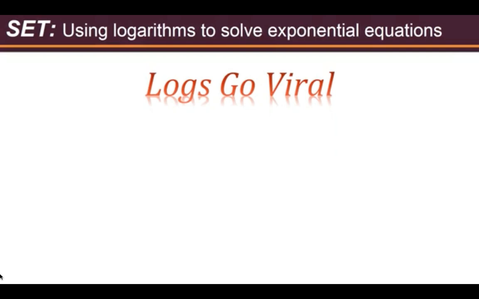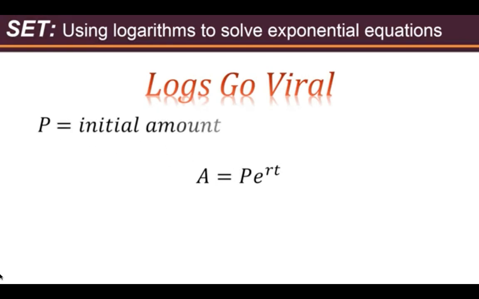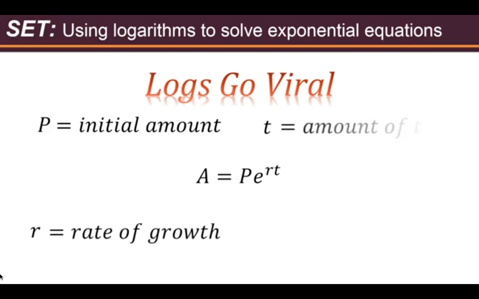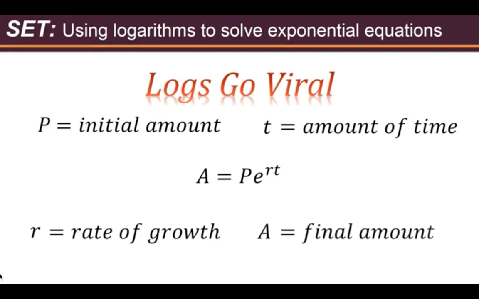Remember that the continuous growth formula is A equals P times e to the rt, where P is the initial amount, population or money, etc., r is the rate of growth, t is the amount of time, and A is the final amount at time t. The continuous decay formula is the same, except r is negative, so you have A equals P times e raised to the negative rt.